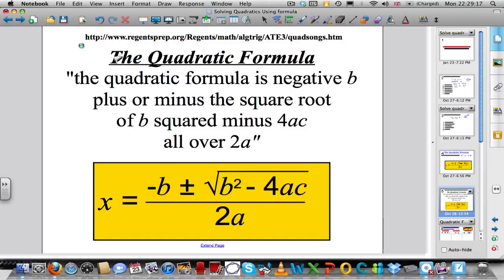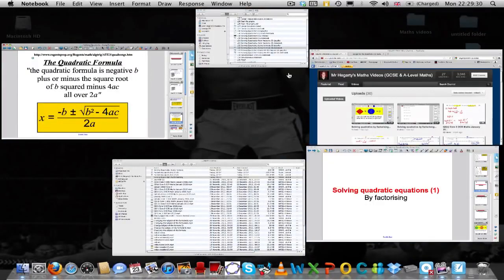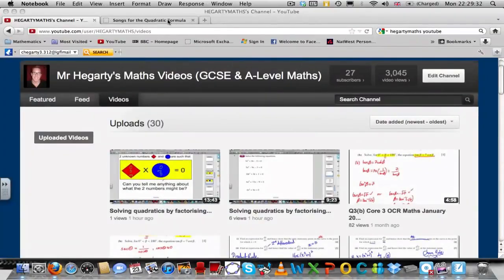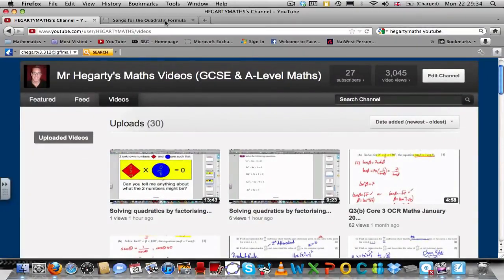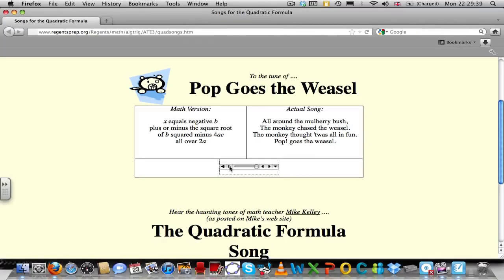Here is a method to try and remember it. I'm afraid it's a song. I'm going to sing a song for you. I'll do anything so the students learn. I'm not a great singer, but I'm prepared to do it as long as you learn this formula. And it goes to the music of Pop Goes the Weasel. Here we go.